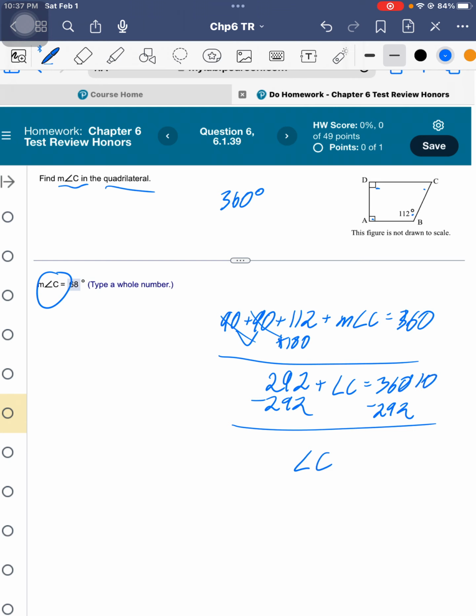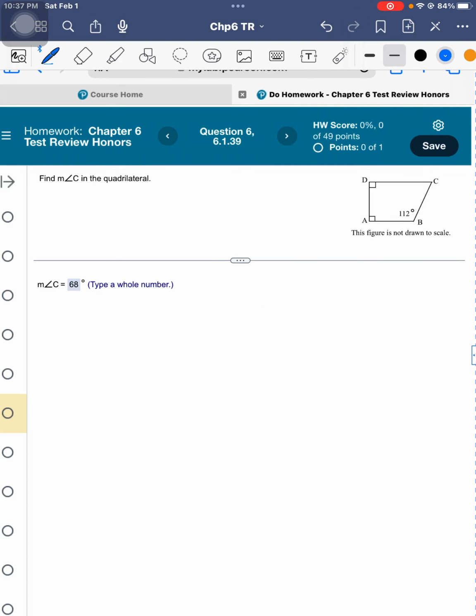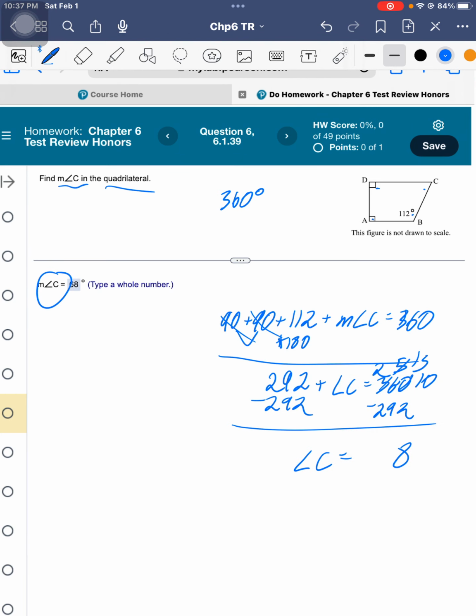This turns into a 10. 5. 10 minus 2 is 8. This goes to a 15. This goes to a 2. 15 minus 9 is 6, 68. And 2 minus 2 is 0. So this is our final answer. Okay?